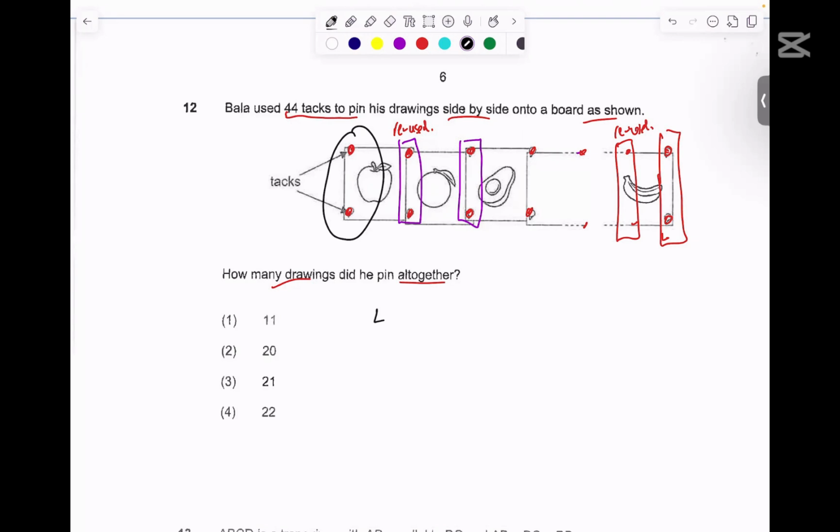So we can just take 44 minus 2 equals 42. That means all the pictures down here, after removing those, all use 2 tags to hold up. So 42 divided by 2 equals 21. Answer.